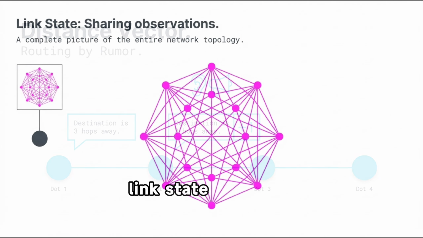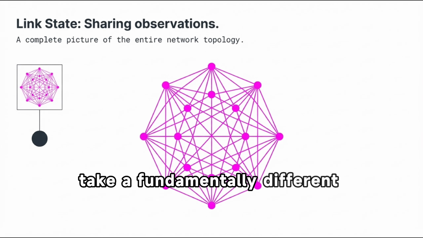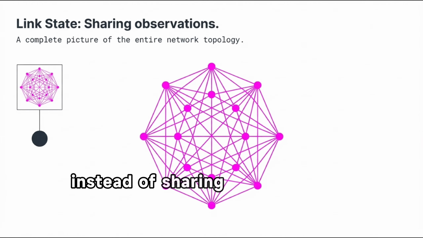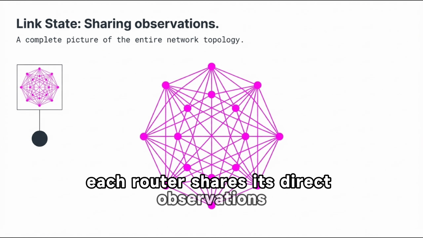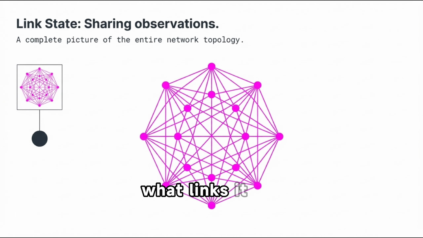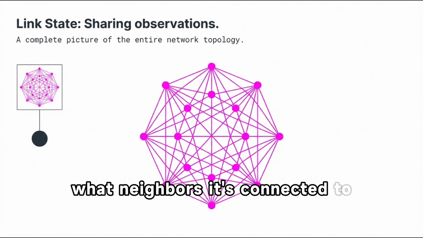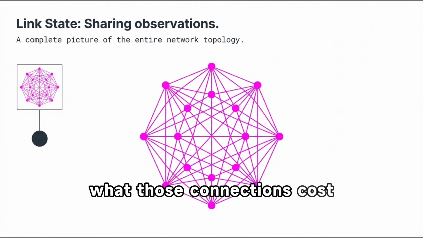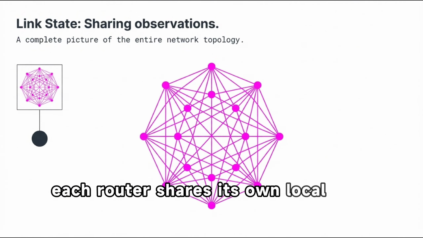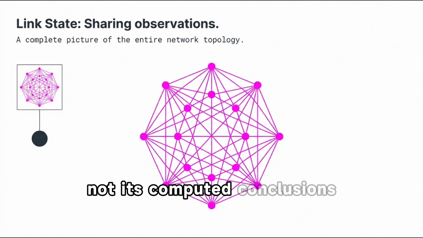Link state protocols take a fundamentally different approach. Instead of sharing distances and directions, each router shares its direct observations of the network, what links it has, what neighbors it's connected to, what those connections cost. Each router shares its own local view, not its computed conclusions.